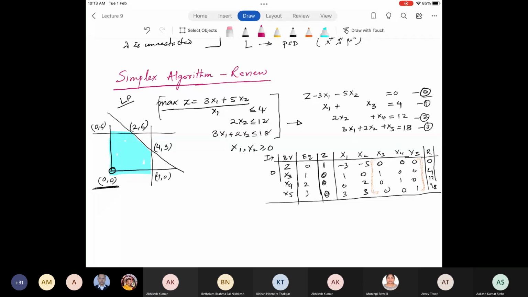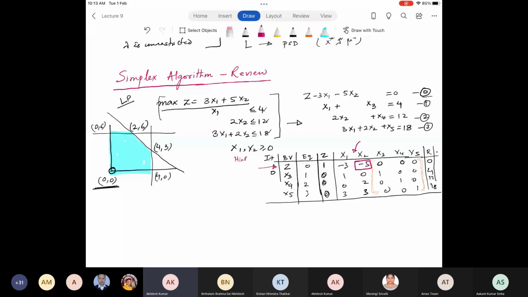Yes, sir. Now what we do, we look at the most negative number in the 0th equation. That is our objective function. So this is the most negative number, so we will make x2 enter the basis. If x2 is entering the basis, someone has to leave the basis. Right now, the basis has x3, x4, and x5. So that we generally find using the minimum ratio. I should have done it here. I'm showing the minimum ratio here.